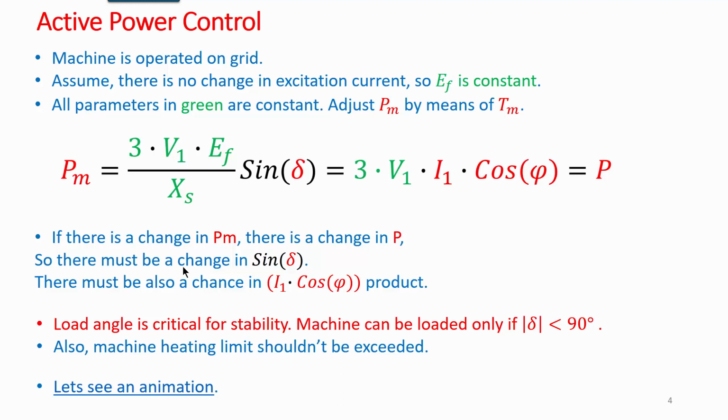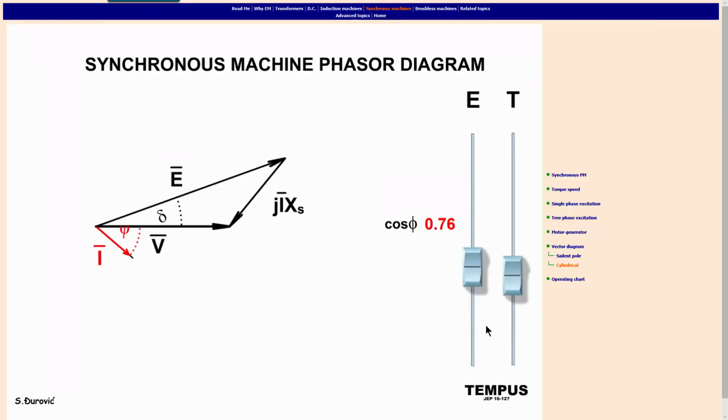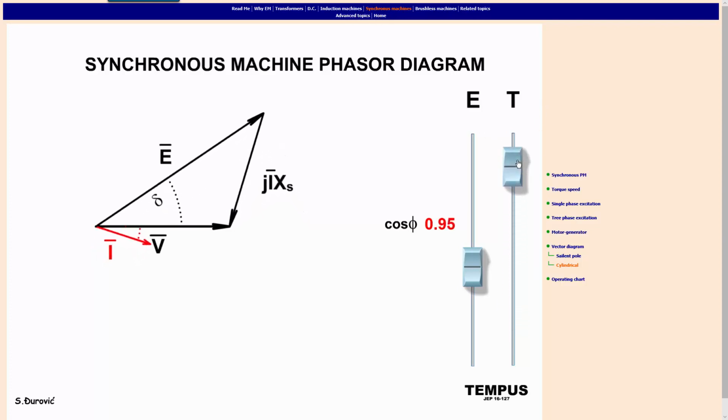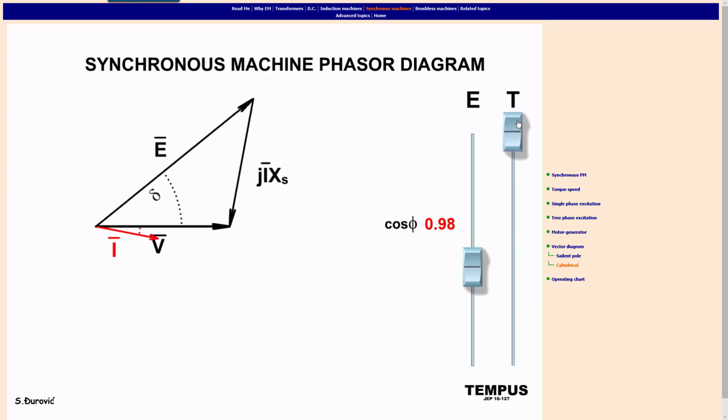To understand the active power control, let's examine the given animation. In the equation we have discussed, EMF was constant, and we have changed applied mechanical power by means of torque. Now I have increased applied torque and I have increased applied shaft power, and there is an increase in delta. Machine can be loaded up to 90 degrees.